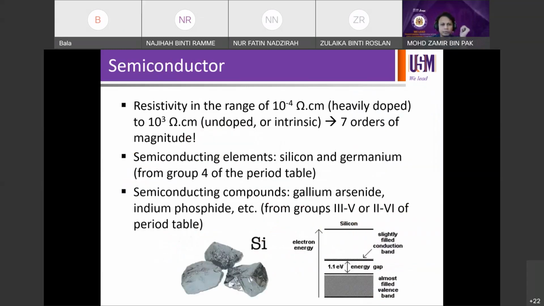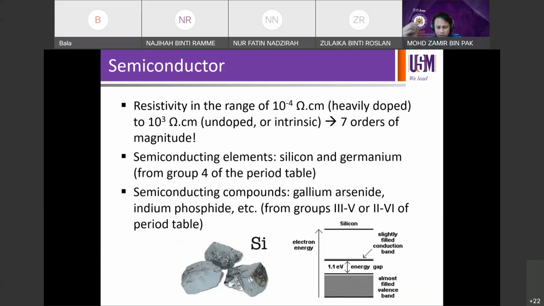For semiconductors, resistivity is typically in the range of 10 to the minus 4 for heavily doped semiconductors, until 10 to the 3 ohm cm for undoped or intrinsic. Okay, I think Kwati mentioned yesterday about intrinsic, extrinsic, and then Shalini mentioned about doping as well. So we got to go into more details about this topic.